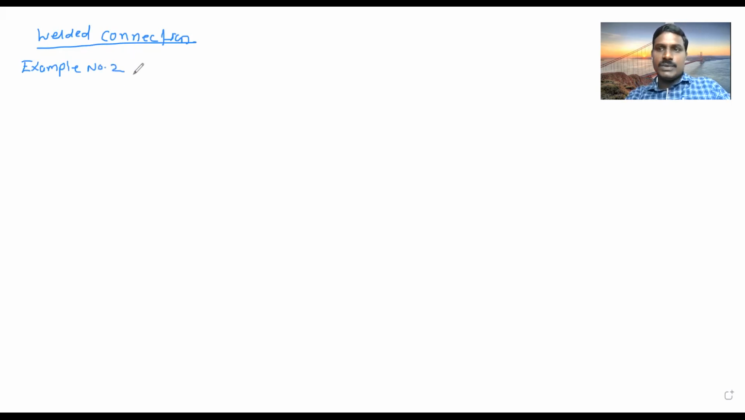We have covered the design procedure of the welded connection, and also we have seen one of the examples of the design of welded connection. So today we will see the second example of the welded connection. You can write down. Example number two on the design of welded connection. So write down everyone.